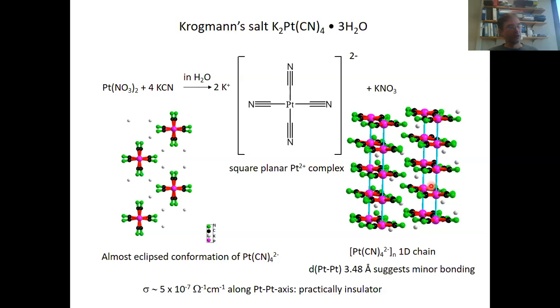All right, so I see we are at the end of our time. In the next class, I will discuss another example, Krogmann's salt, which is a fascinating compound, but let's stop at this point.